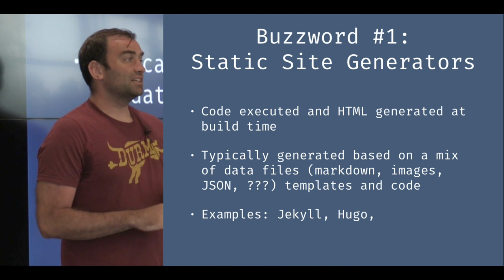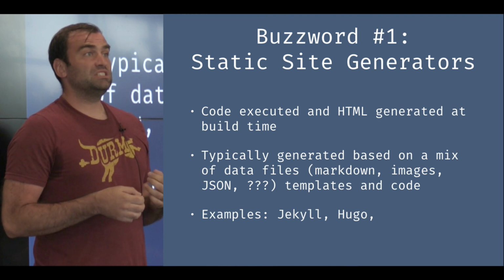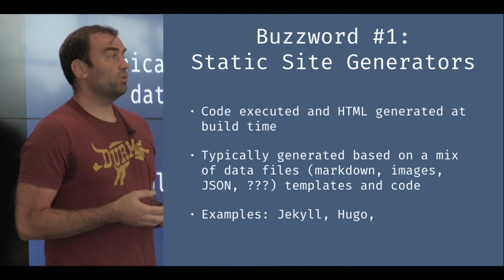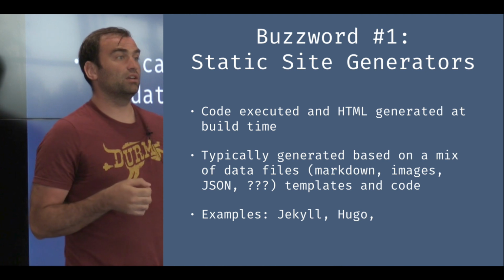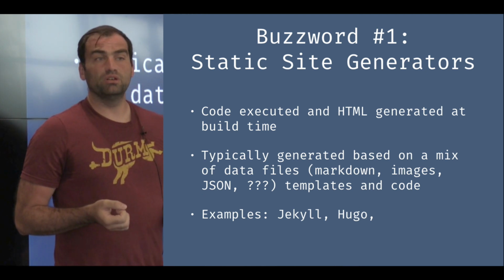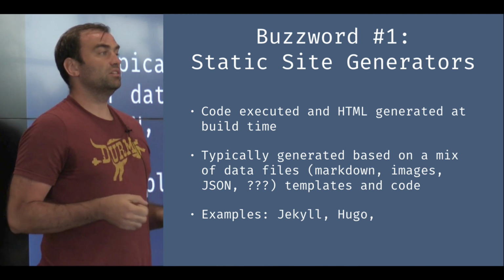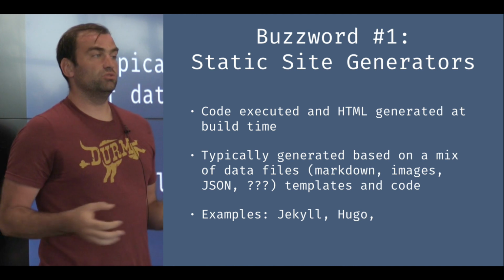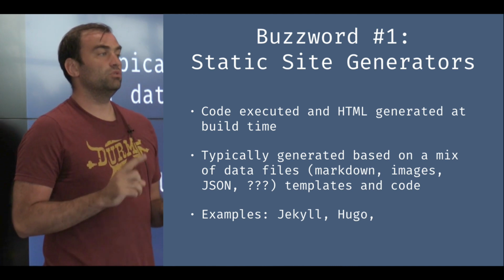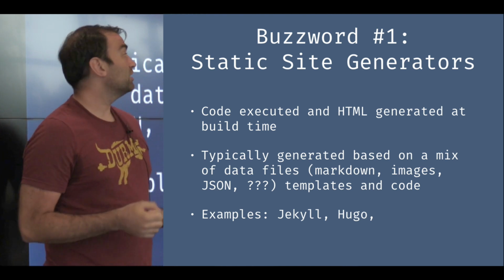A static site generator is just a CLI, usually, for building a website where you take code, you take templates, you take data, just like you would for a normal website. But instead of waiting until a user has made a request to build all of that up, it runs the code at build time to generate HTML.